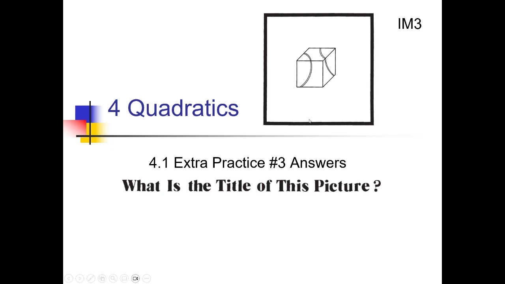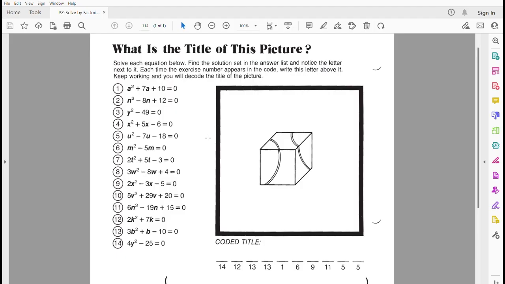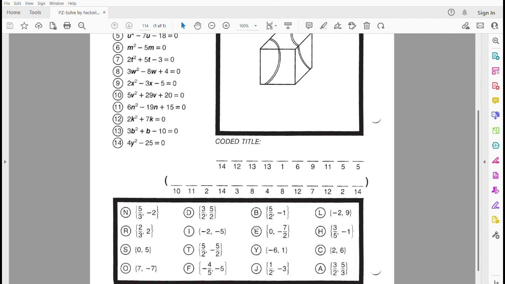There's a puzzle that goes with this thing. Let's go ahead and check out what that's about. For this puzzle, we're trying to solve the riddle of what is the title of this picture here. So the idea is we have a bunch of quadratic equations that we can solve all of them by factoring if we want. And once we've solved them, there's a list of solutions down below. Whatever the answer is, we just put that letter next to the number of the problem.